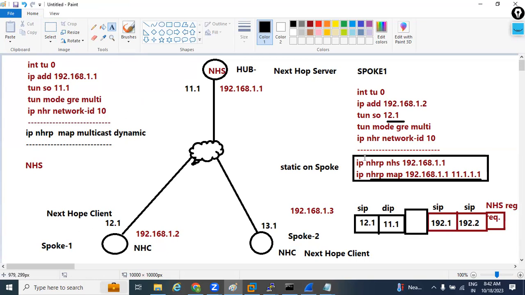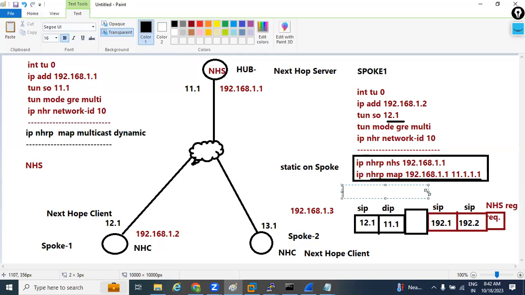And on the spoke, again one more command, for multicasting: ip nhrp map multicast with its NHS. Who is my NHS? How to reach it? With 11.1.1.1.